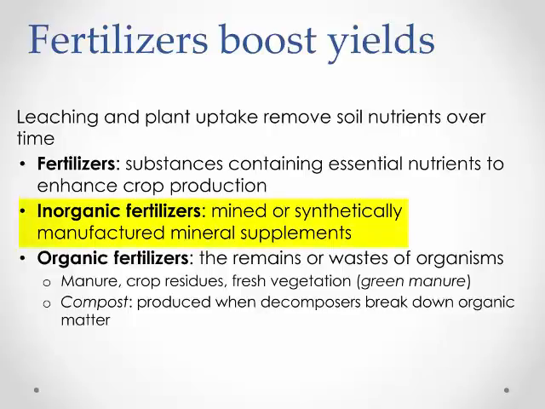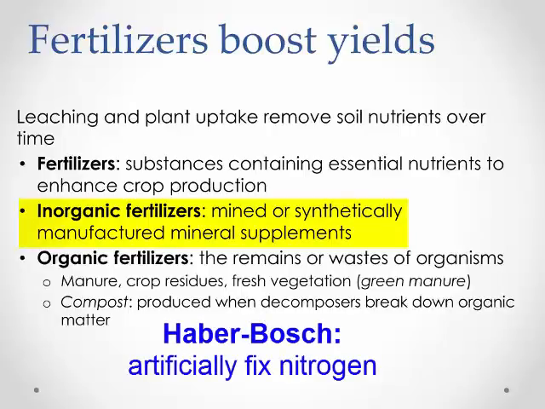Inorganic fertilizers are fertilizers made from synthetically generated nutrients or mined nutrients. The Haber-Bosch process, invented in 1910 by Fritz Haber and Carl Bosch, allowed us to artificially fix nitrogen, consequently allowing us to effectively double the rate of nitrogen fixation on Earth and overwhelming nature's denitrification capacity.